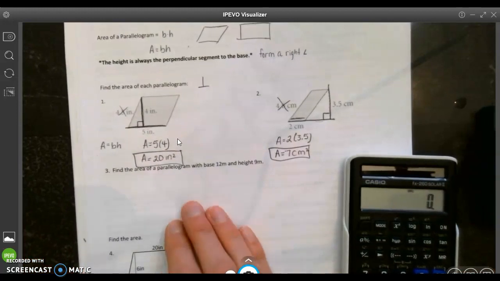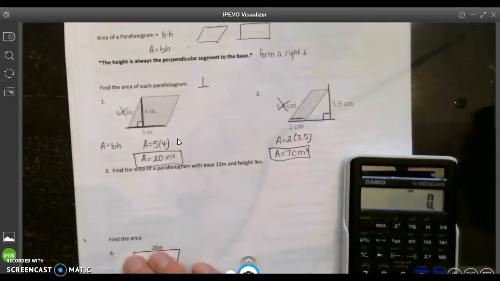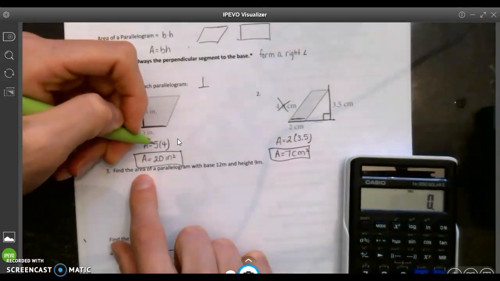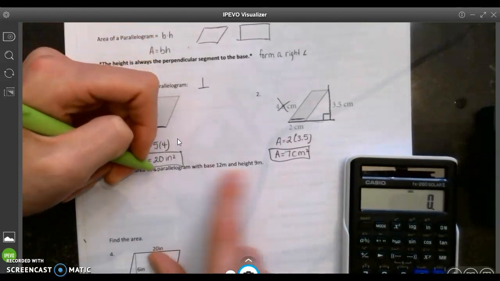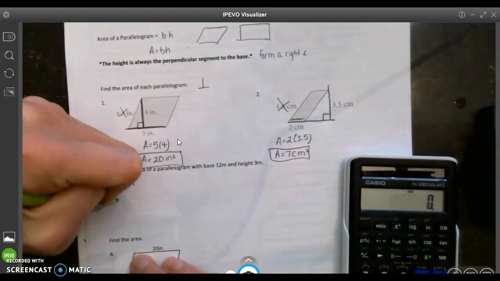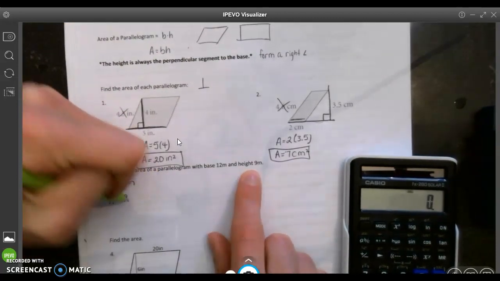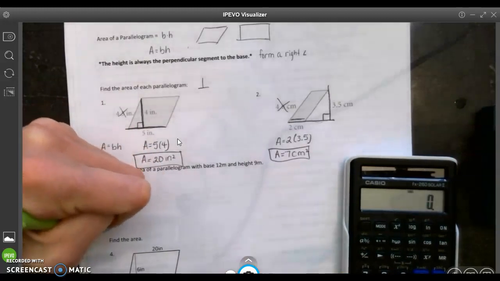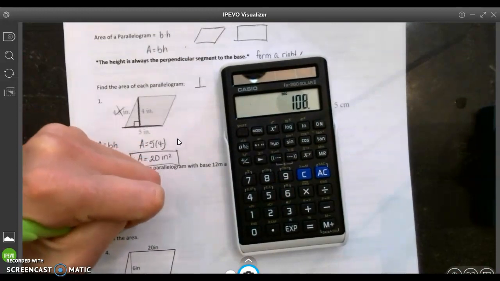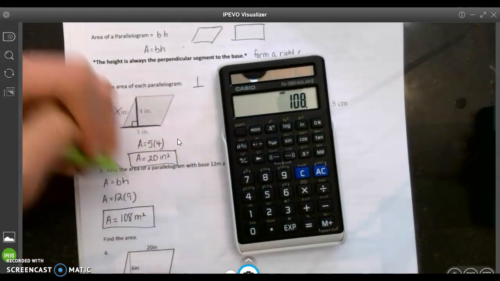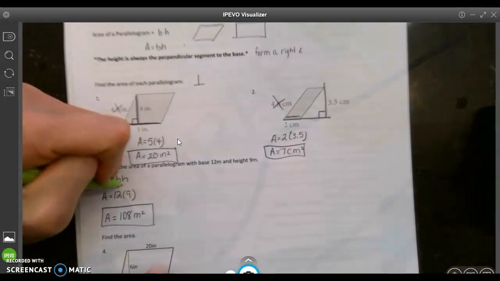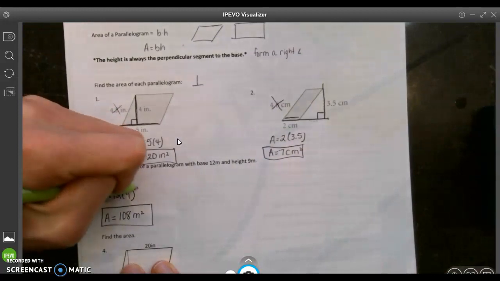We don't have to have a picture for a lot of our problems, because when we only need 2 things to plug in, if those 2 things are given to us, it makes the problem really easy. So find the area of a parallelogram with a base of 12 meters and a height of 9 meters. Area equals base times height. I'm told the base is 12 and the height is 9. So area equals 12 times 9, 108 meters squared. And remember, I'm using meters squared, centimeters squared, inches squared because I'm doing area. Really what's happening is it's meters times meters, and anything times itself is squared.